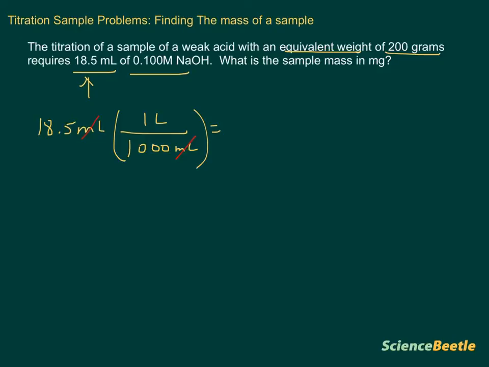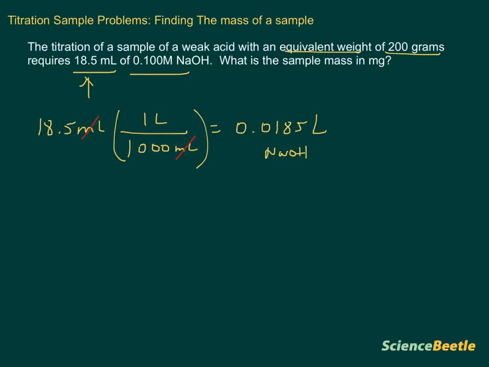And so when we do this calculation, we're going to wind up getting the following number. We're going to get 0.0185 liters. And this is going to be liters of our sodium hydroxide, so we got to make sure we label that appropriately. NaOH. Now once we have the volume of our sodium hydroxide, or of our base, we need to find out how many moles we actually have.